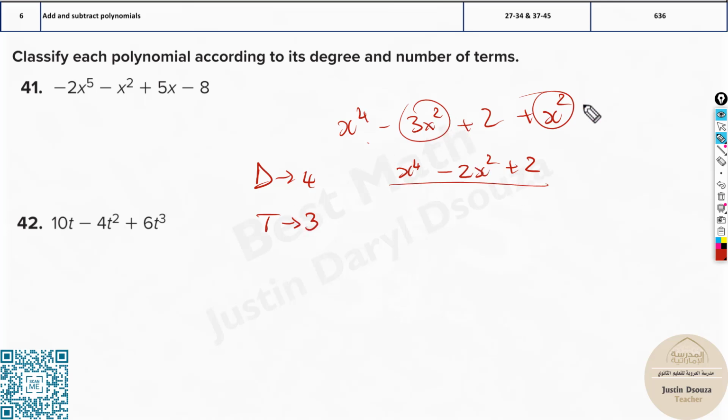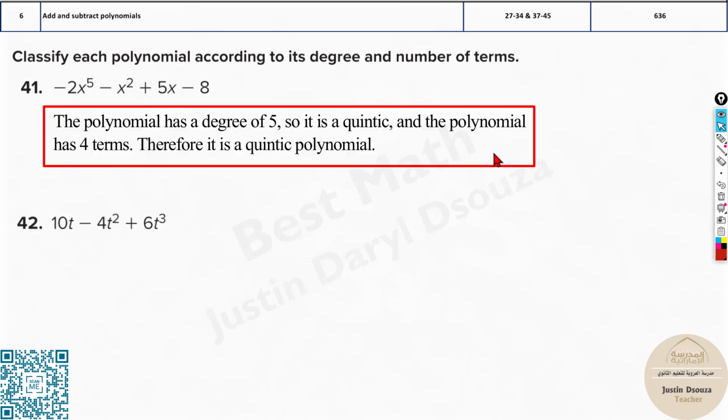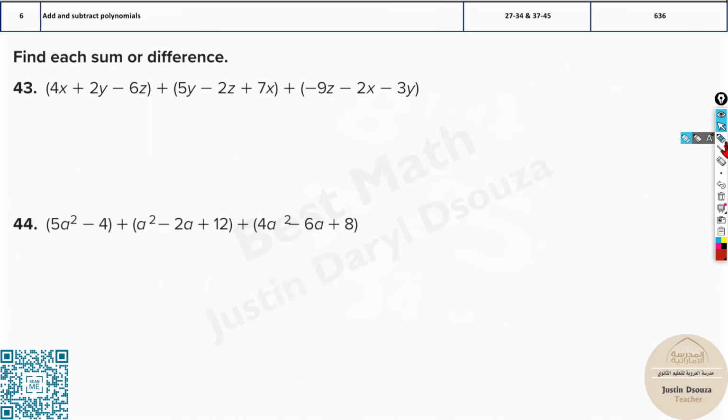So remember, if there are same degrees, you need to simplify and then you need to count the number of terms. If there was again plus 4, you should solve it. It'll be plus 6. It's not 5 terms. After you simplify, whatever the terms you get, that's the answer. I hope that's clear. And here we are finding the sum. It's the same thing, just there are many terms.